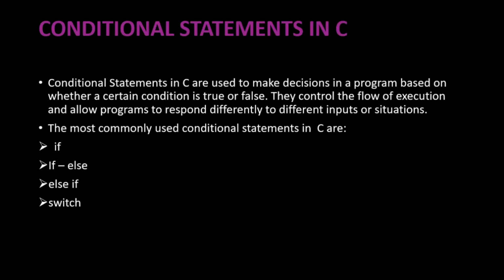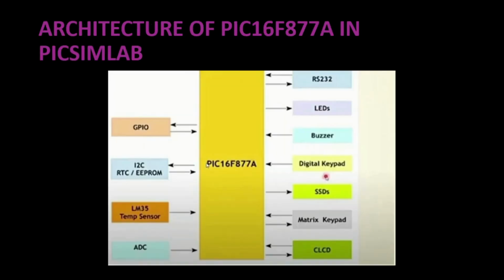Conditional statements in C. Conditional statements in C are used to make decisions in a program based on whether a condition is true or false. Like we will have some conditions in programming that can be true at some times, and that can be false at some times. To control the flow of execution and allow programs to respond differently, we use them.